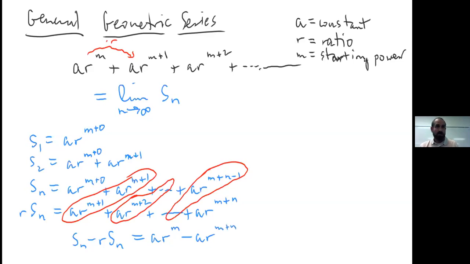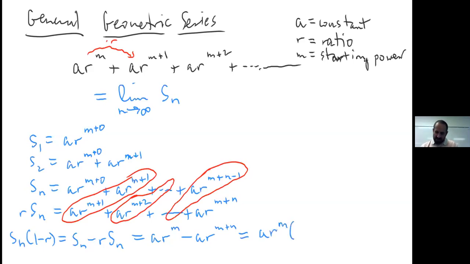Wow. And what did we do before? Pull out Sn. So it's Sn times 1 minus R. And over here, let's just try to be extra algebraically inclined. First of all, I can factor out an A, can't I? Know what I mean? But what else can I get from both of these summands? R to the M.